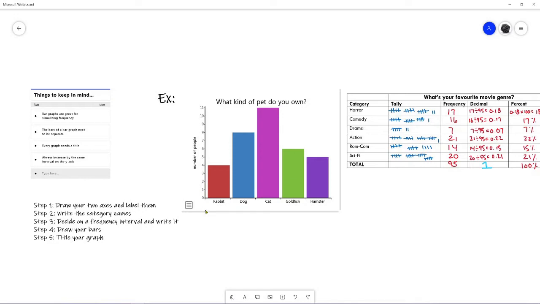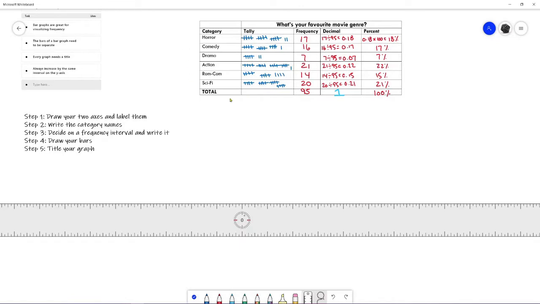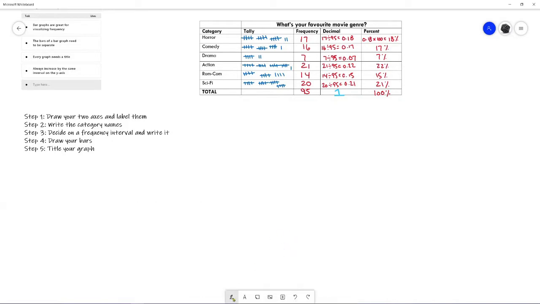Okay, let's get into building our own. You can see that I have my frequency table up here. That's on purpose. You're going to want to keep your frequency table handy because that's where all your data is going to come from. The other thing you're going to need for this is a ruler. So make sure that you have that somewhere nearby as well.